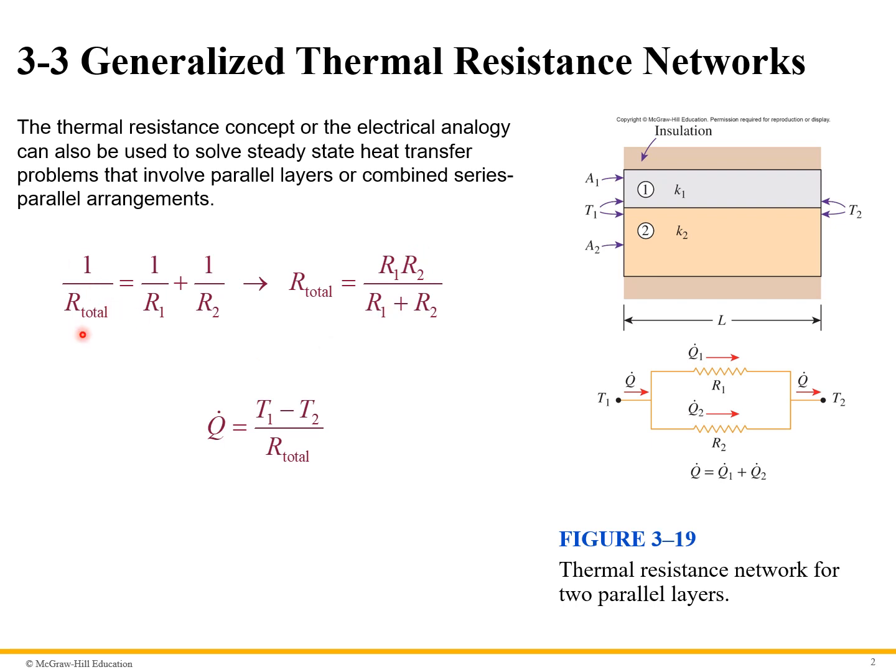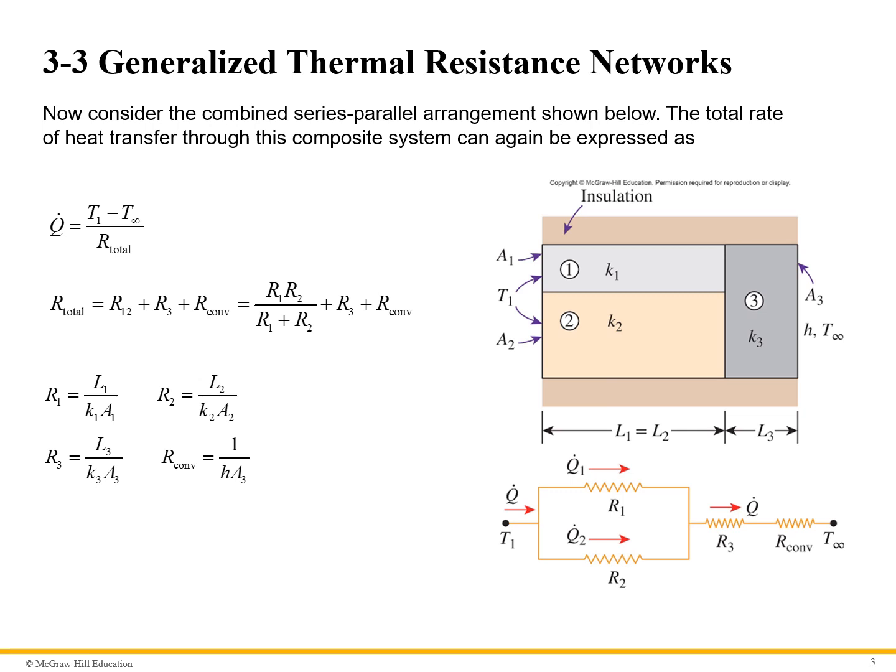So 1 over R total is 1 over R1 plus 1 over R2, and if we just have two of them, we can just multiply and divide them by the sum. So Q dot is delta T over R total for this situation. If we have two materials on top of each other combined with a material on the right, then we treat these two materials as parallel and they're in series with this third material. So it's very easy to extend this exactly.